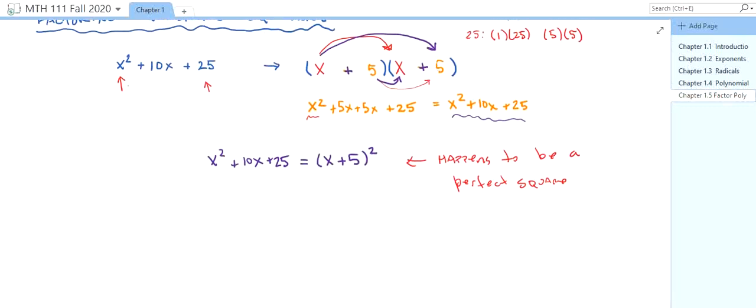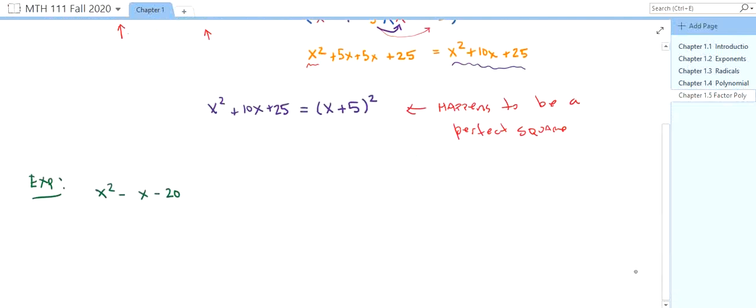All right, let's try another example. Okay, so let's look at x squared minus x minus 20 this time, and we want to factor it.